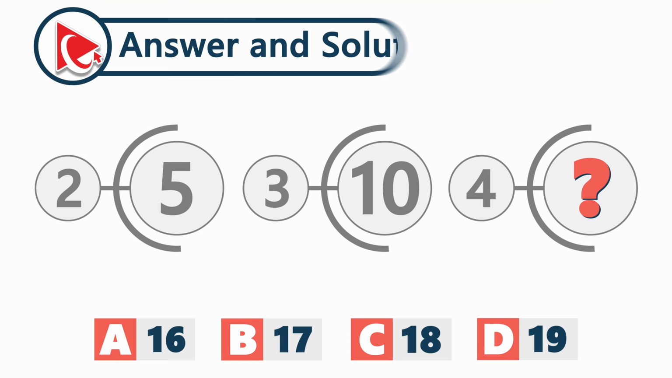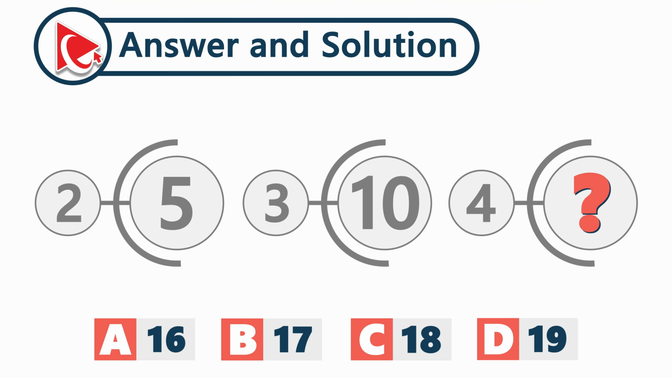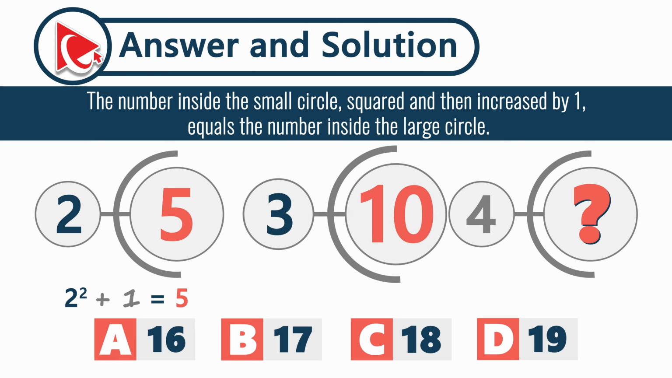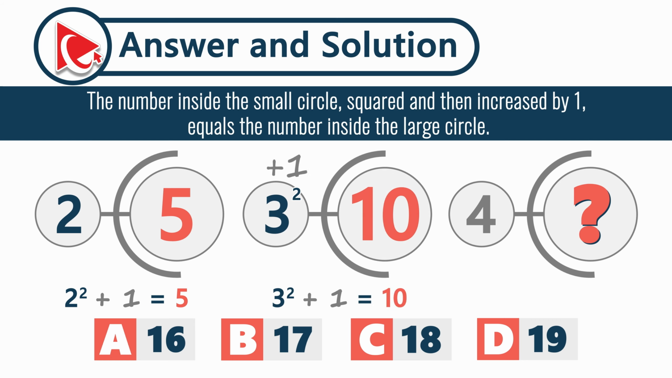This one's simple, yet surprisingly few people manage to spot the answer. Take a close look at the first pair. 2 squared plus 1 equals 5. In fact, the number inside the small circle squared and then increased by 1 equals the number inside the large circle. Let's verify it with the second pair. 3 squared plus 1 equals 10.